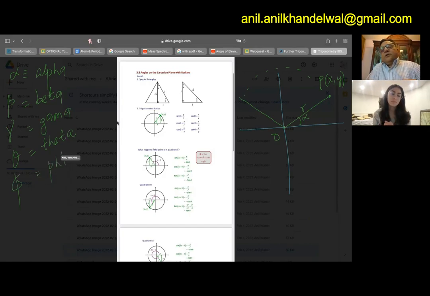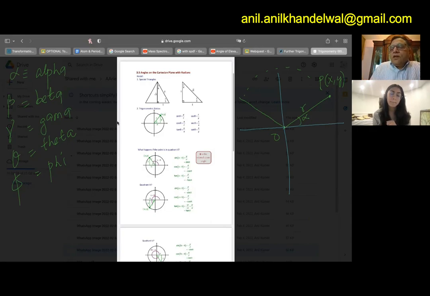So these are commonly used: alpha, beta, gamma, theta, and phi. Phi is used in many cases for the null set, also in functions. Phi is very important. So these we use for angles, Greek symbols. And alpha and beta we use for acute angles also.